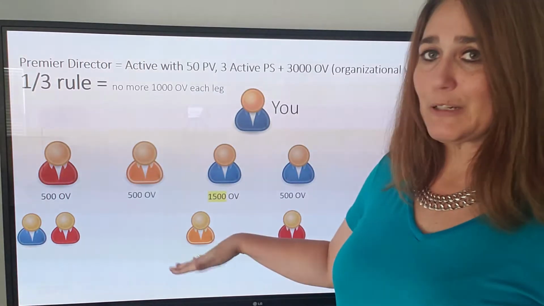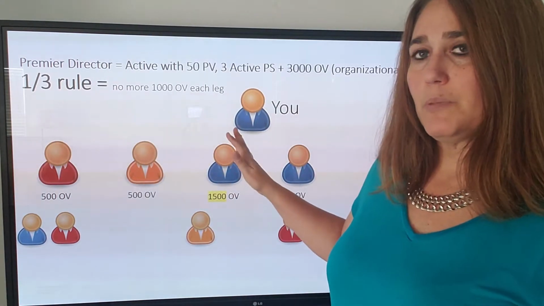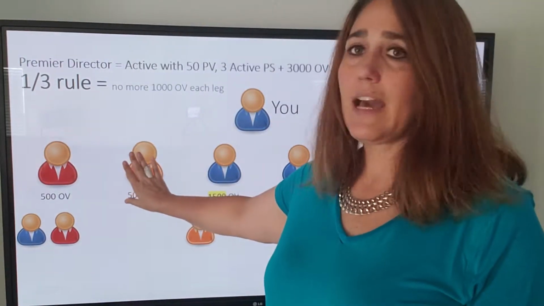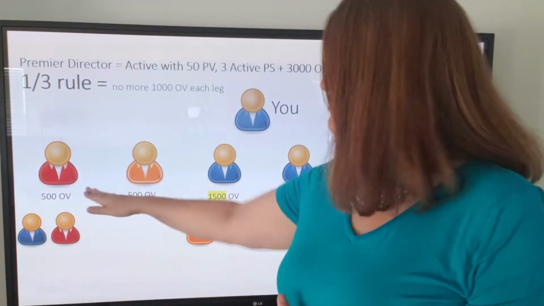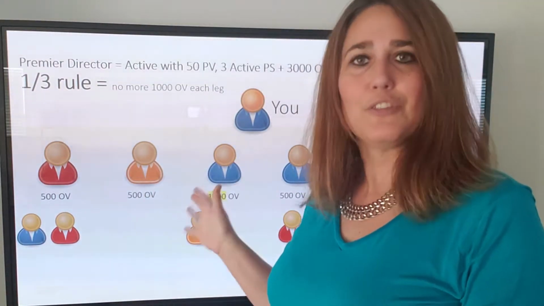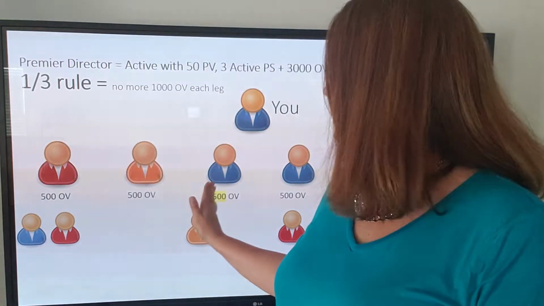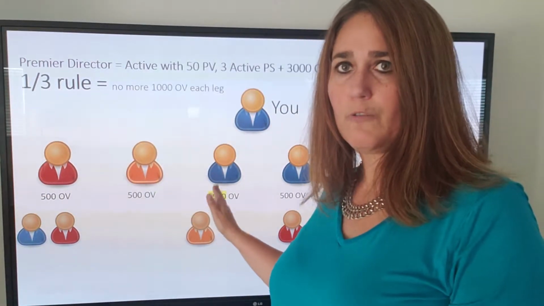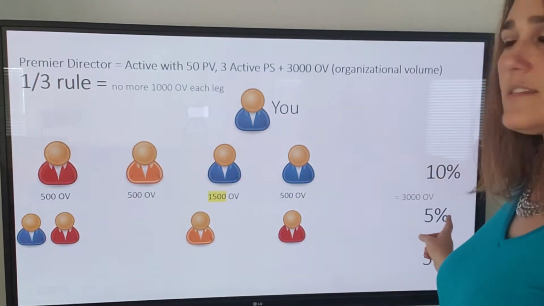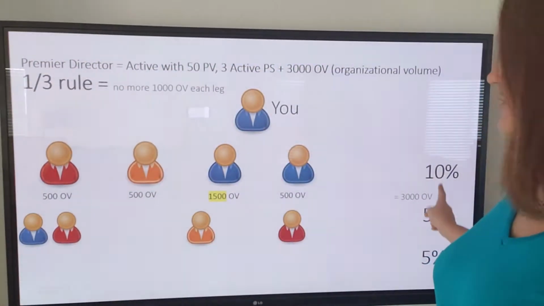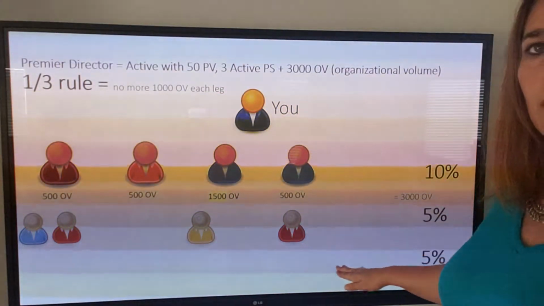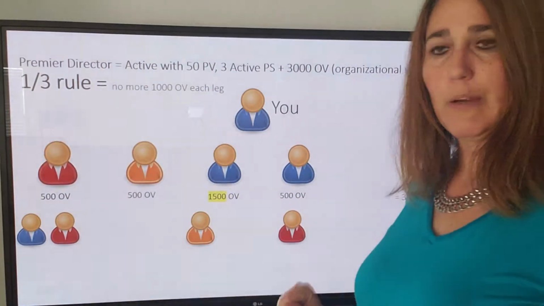So that brings you down to 2,500, and so then you wouldn't become a Premier Director. Now, if they had 1,500 and they had 1,500, then between them, if you take their 500s off, you have a 3,000, then you would make Premier Director. You just cannot take more than 1,000 of the OV from any single leg. They can't produce that. And then with this, you get 10% off your first leg, 5% off your second leg, and then 5% if you have a third leg once you become a Premier Director.